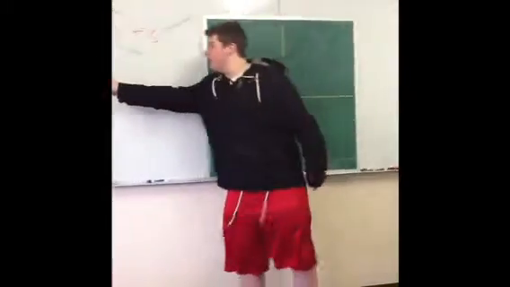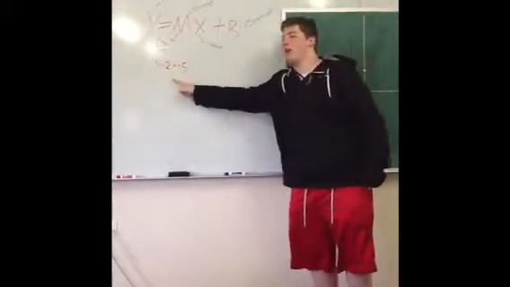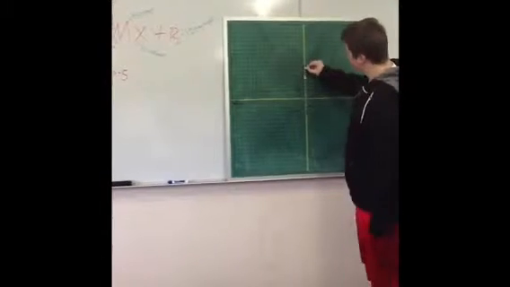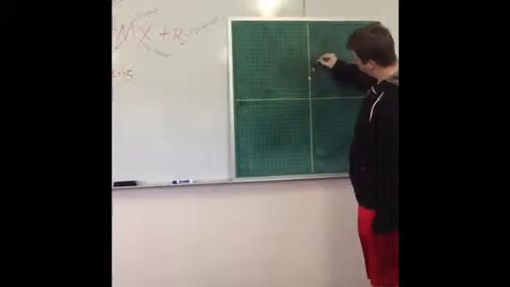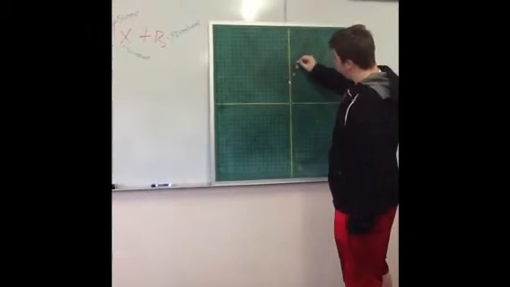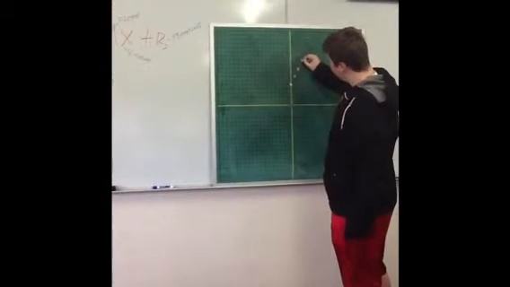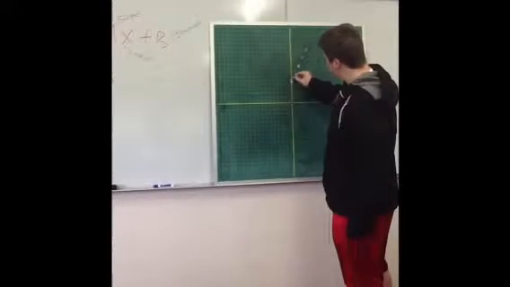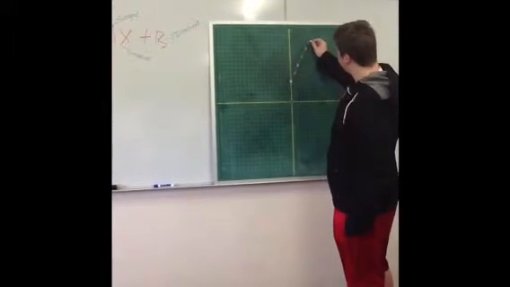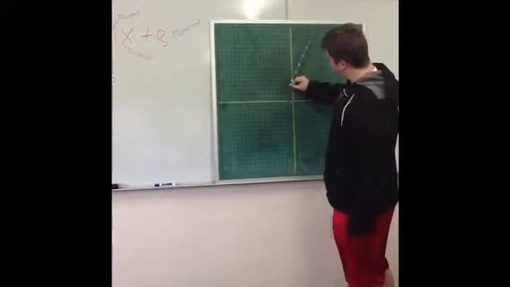Then we're going to take the slope, which is the rise over the run. As we see, our slope is 2, 2 over 1. So we're going to go up 2 over 1, up 2 over 1, up 2 over 1. And there we have our basic line.